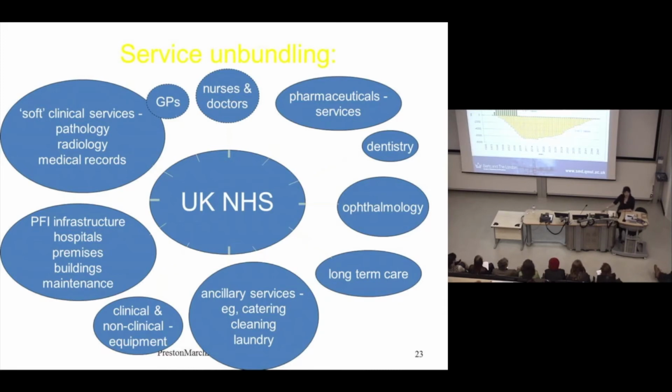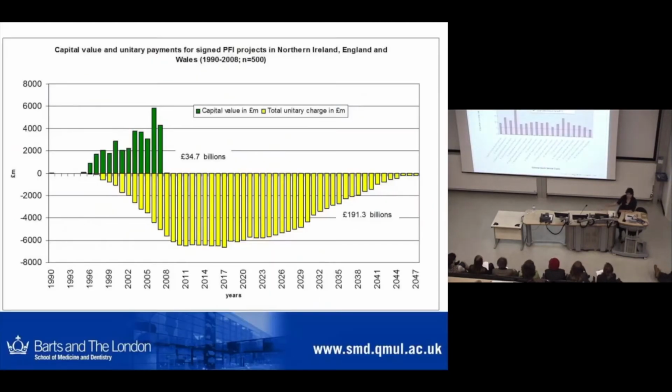So that, of course, the PFI has been, in my view, one of the big engines and motors for privatisation. Because what it does is it creates enormous problems for trusts. And here you can see, these are the different hospitals with PFIs, and this is the percentage of income that's taken due to the PFI charge.